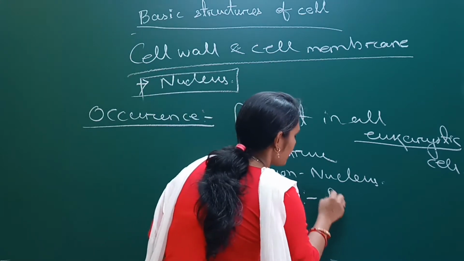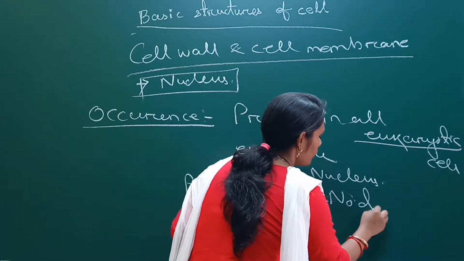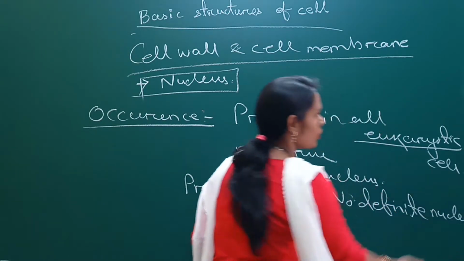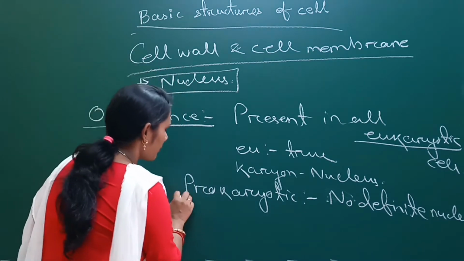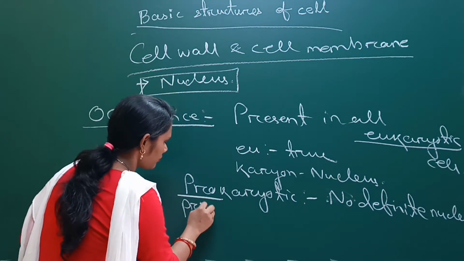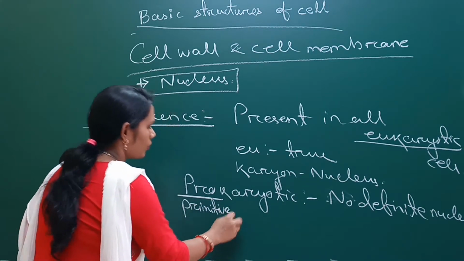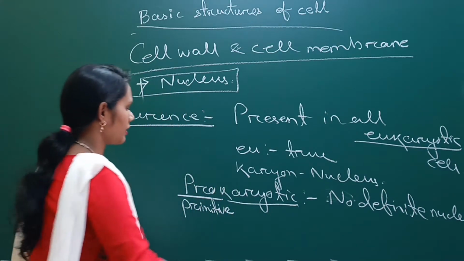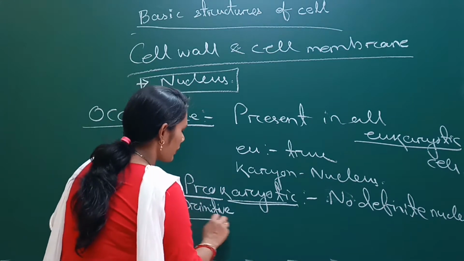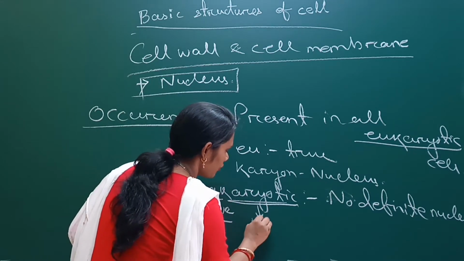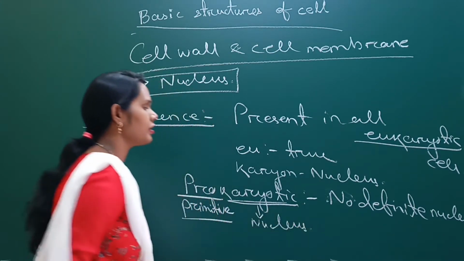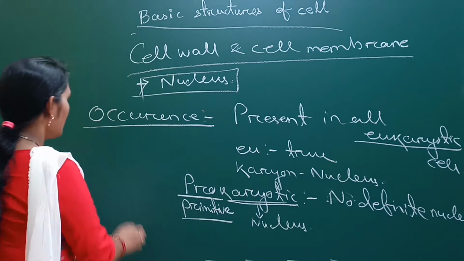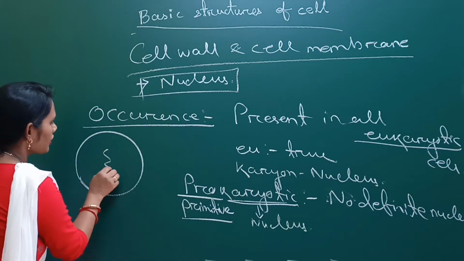But in a prokaryotic cell, there is no definite nucleus, no prominent nucleus, no distinct nucleus. Why? Pro means primitive. We already know that the unicellular organisms discovered first on the earth are all prokaryotic cells. So pro means primitive and karyon means nucleus, so they have a primitive type of nucleus. Their nucleus is not very prominent because it has no nuclear membrane.